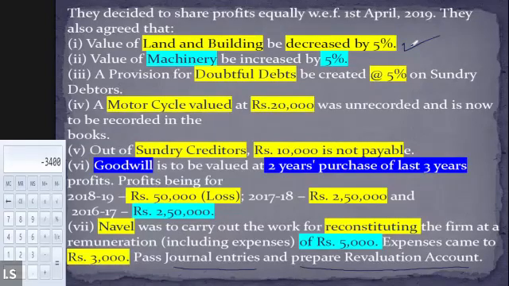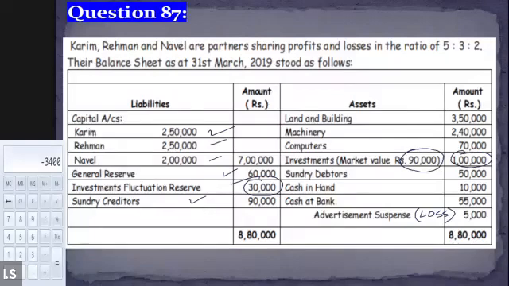And now let's calculate the values. So see, now look at the balance sheet. Earlier, the value of the land and building was how much? The value of the land and building given in the balance sheet is 3,50,000. And there is a reduction in the value of the land and building by 5%. That means how much is 5% of 3,50,000? It is 17,500. Right. So the value of the asset is reducing by 17,500.